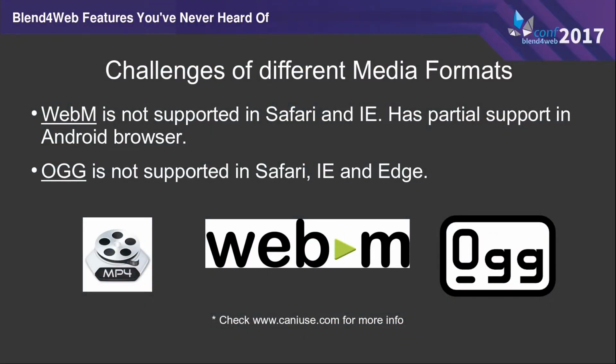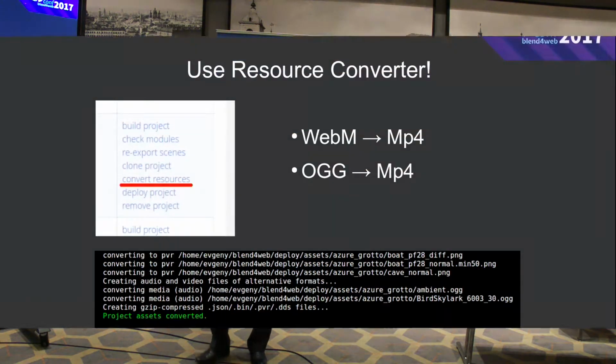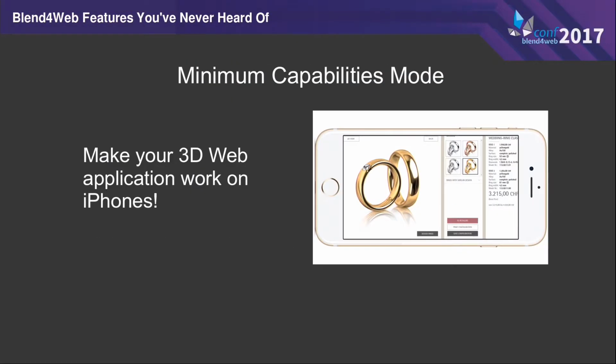It's not supported in Safari, Internet Explorer, and Edge at all, unless you are using some extensions available out there. Resource converter again. If you have the needed dependencies, you can click Convert Resources, and you will get your WebM and OGG files automatically converted to MP4 files. So here's a small screenshot from the project converter. That's it.